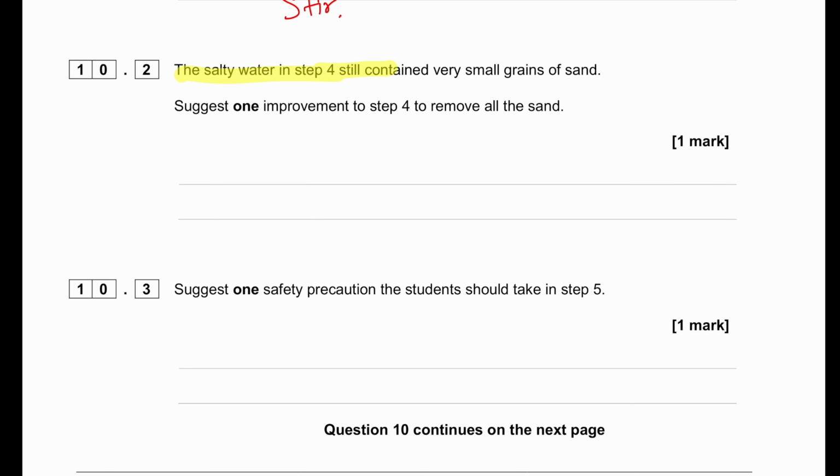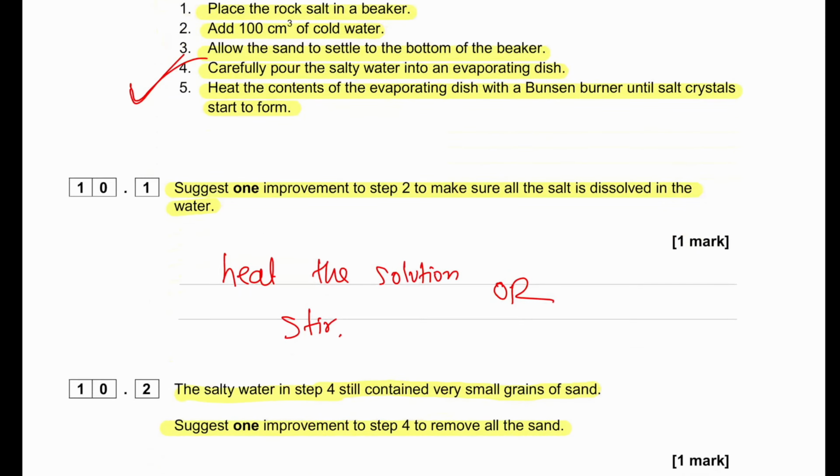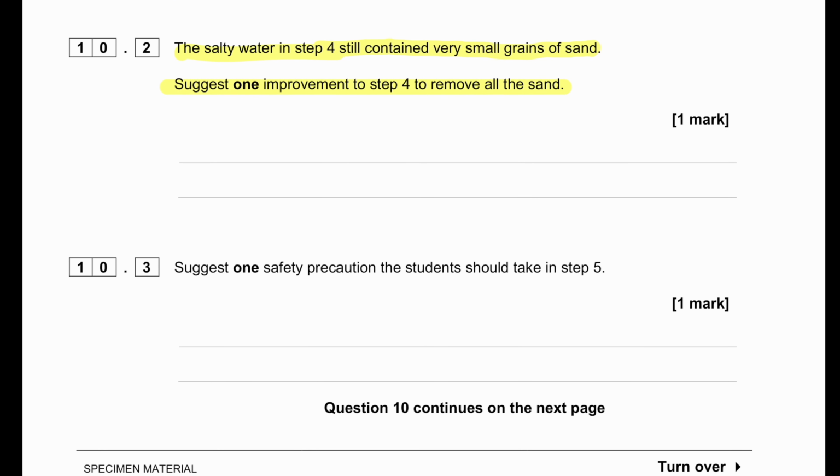The salty water in step 4 still contained very small grains of sand. Suggest one improvement in step 4 to remove all the sand. We see that we are actually decanting. Instead of decanting, if we do filtration, then it would be a better process. So we will talk about filtration.